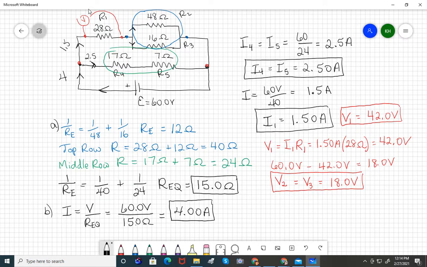So the current through the second resistor is 18 volts divided by 48 ohms. 18 divided by 48 comes out to be 0.375 amps. That's I2.